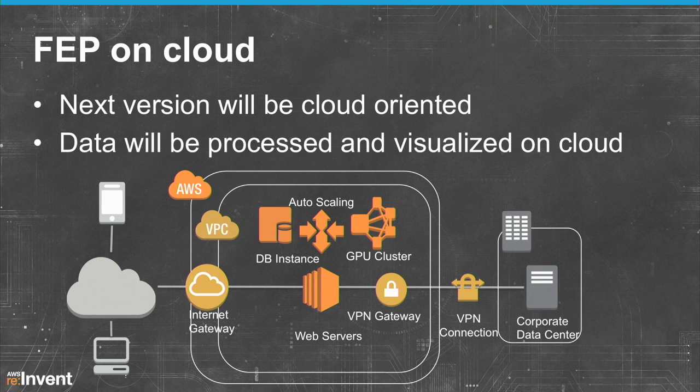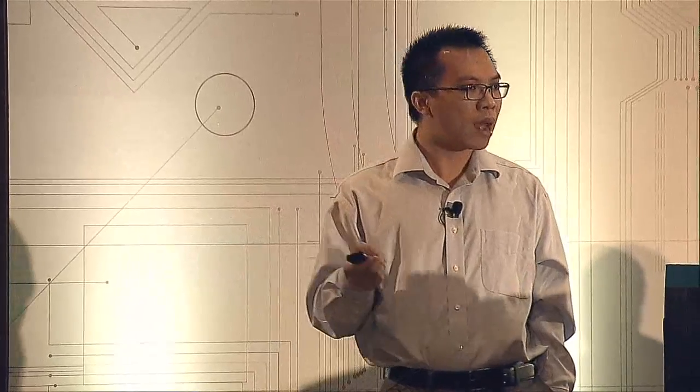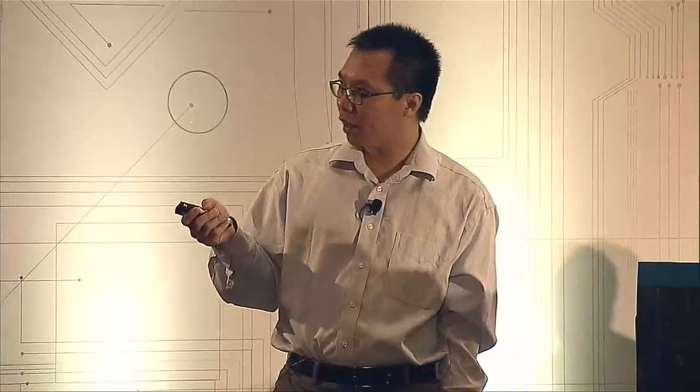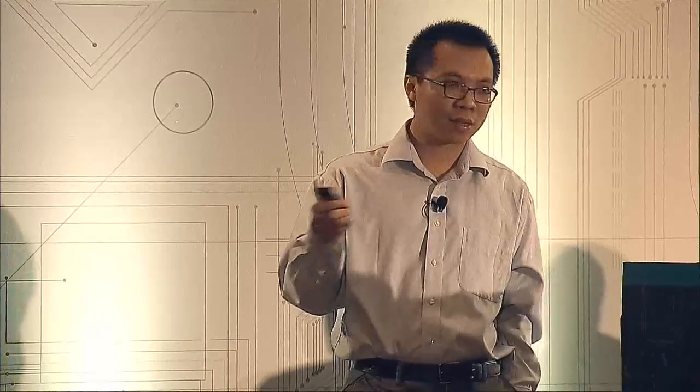And as you see, security is very important to our customer. So we have the VPC over there, and also we have the VPN connection to our client's corporate data center. The only thing the end user will interact with is the web server. Once they decide which molecule to run FEP calculation on, the application server will kick off the GPU cluster and run the job. When it's done, the result will be deposited back to the database and notify the end user.